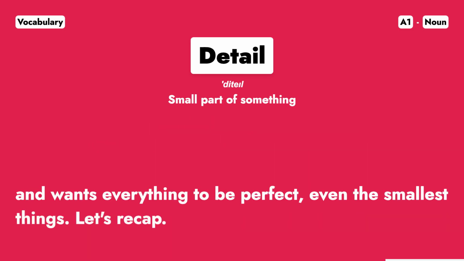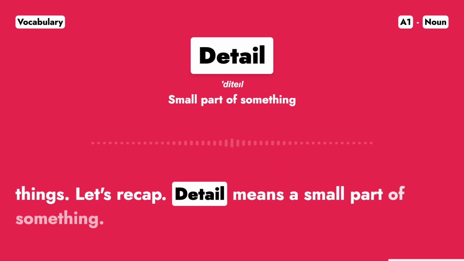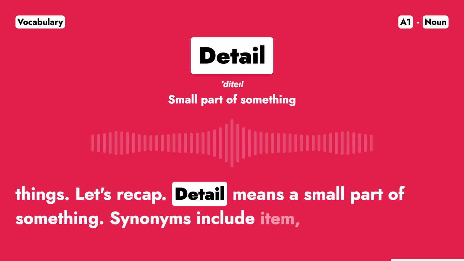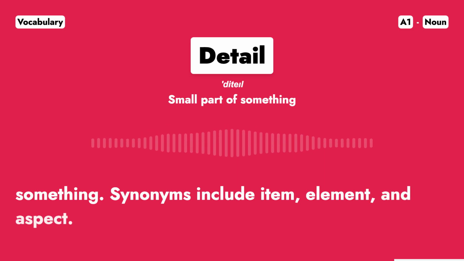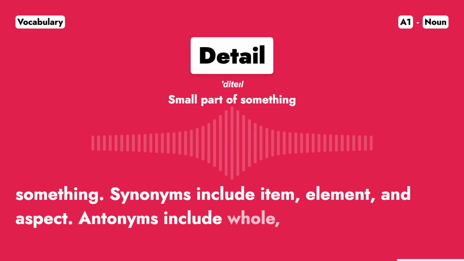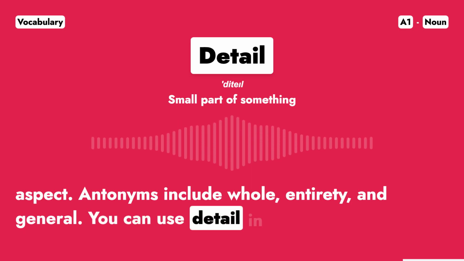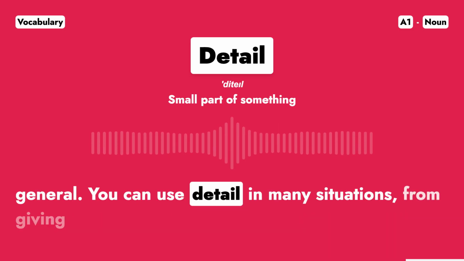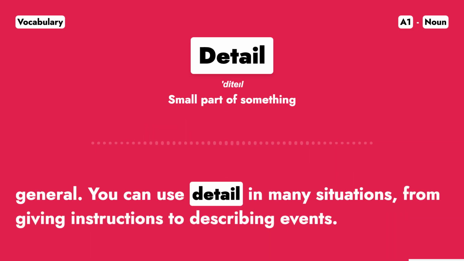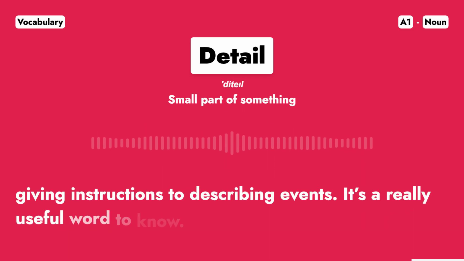Let's recap. Detail means a small part of something. Synonyms include item, element, and aspect. Antonyms include whole, entirety, and general. You can use detail in many situations, from giving instructions to describing events. It's a really useful word to know.